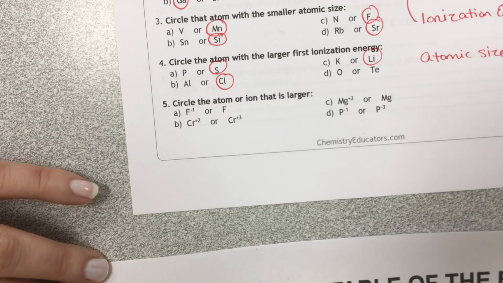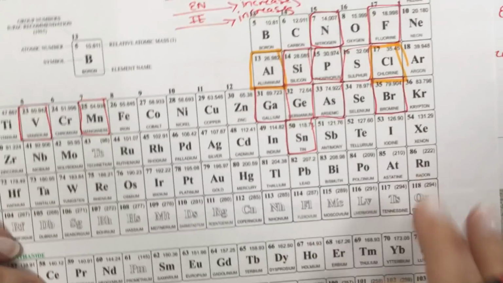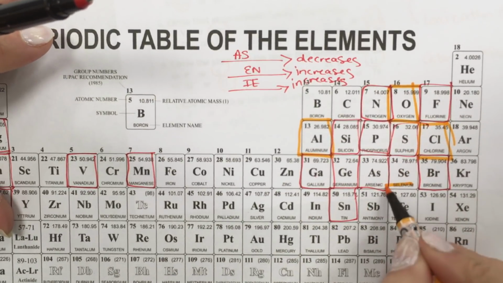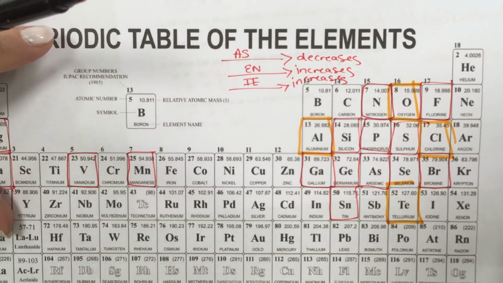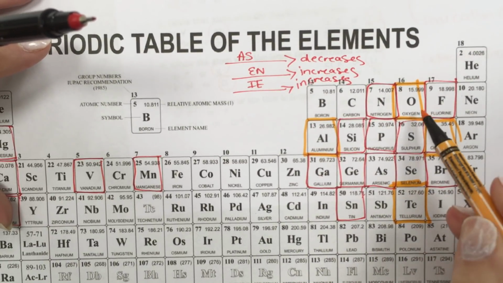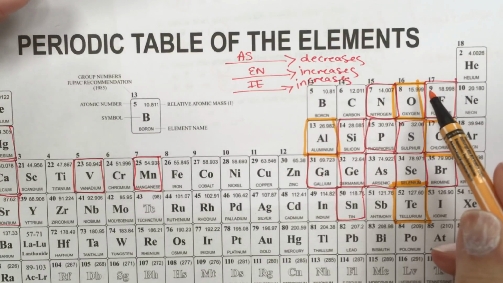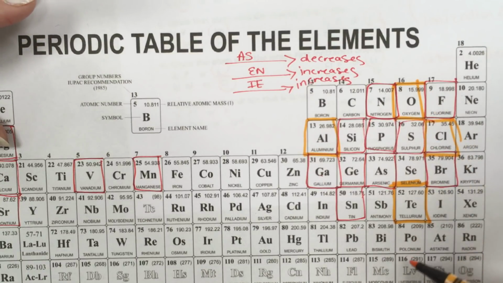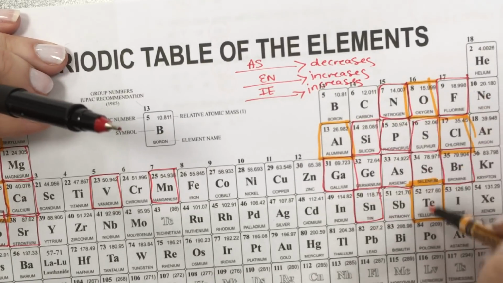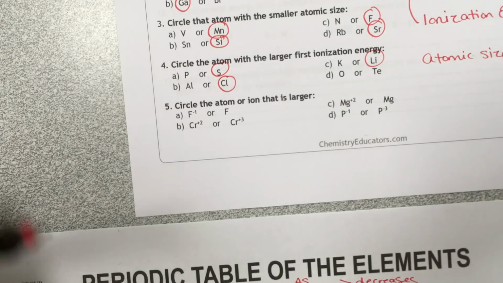And oxygen or tellurium, however you say it. I don't really do much with that. Ionization energy decreases as you go down. The only thing that increases as you go down is atomic size. So we are comparing oxygen or beryllium. So oxygen will be the largest first ionization energy.